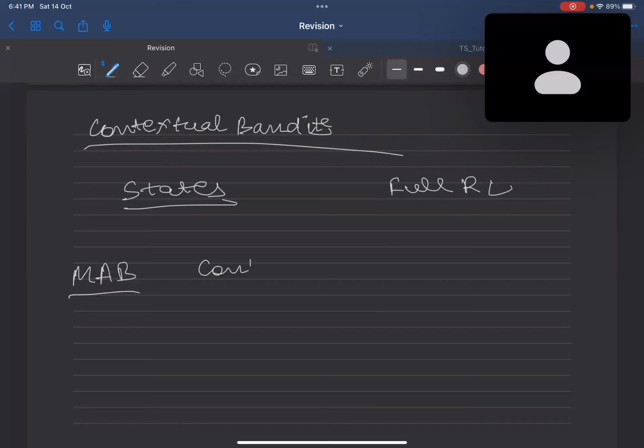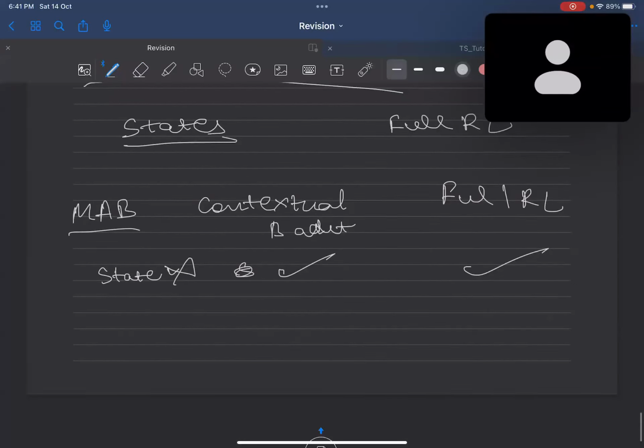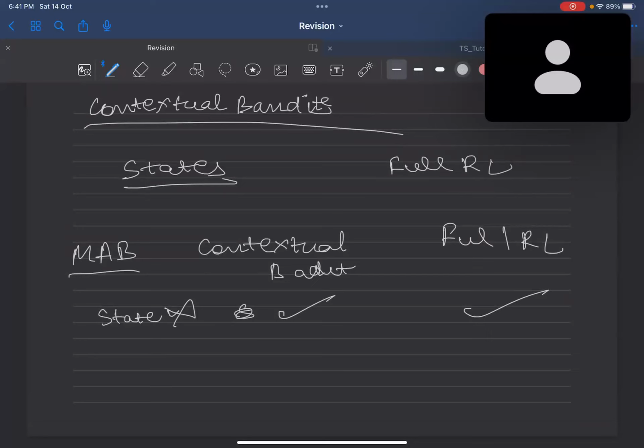I have MAB, I have contextual bandit, I have the full RL problem. Okay, here it is: the expectation changes, madam. So it's actually stationary. Expectation changes with the sampling. So in full RL also it changes.